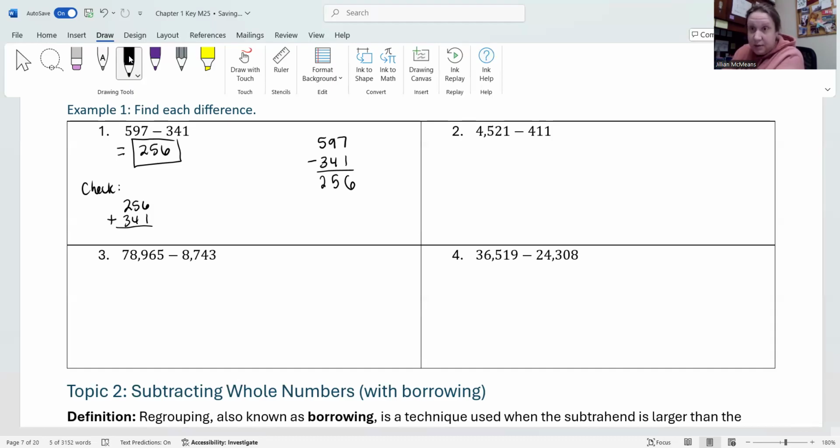So we line these up vertically. We add column by column. 6 plus 1 is 7. 5 plus 4 is 9. 2 plus 3 is 5. And you can see that we did, in fact, get the minuend here.